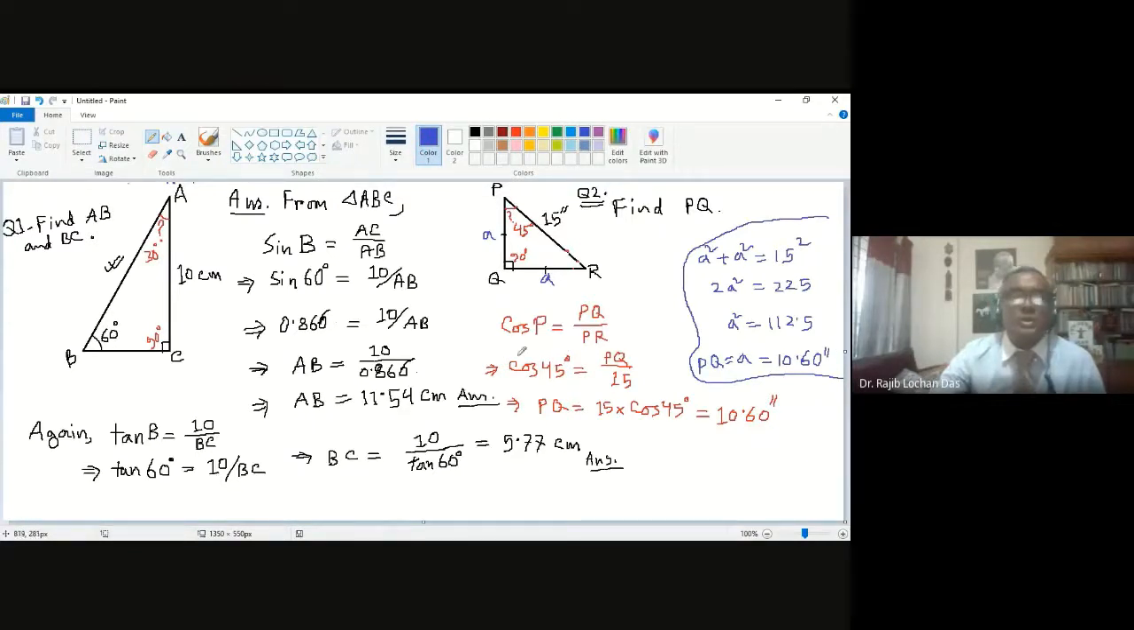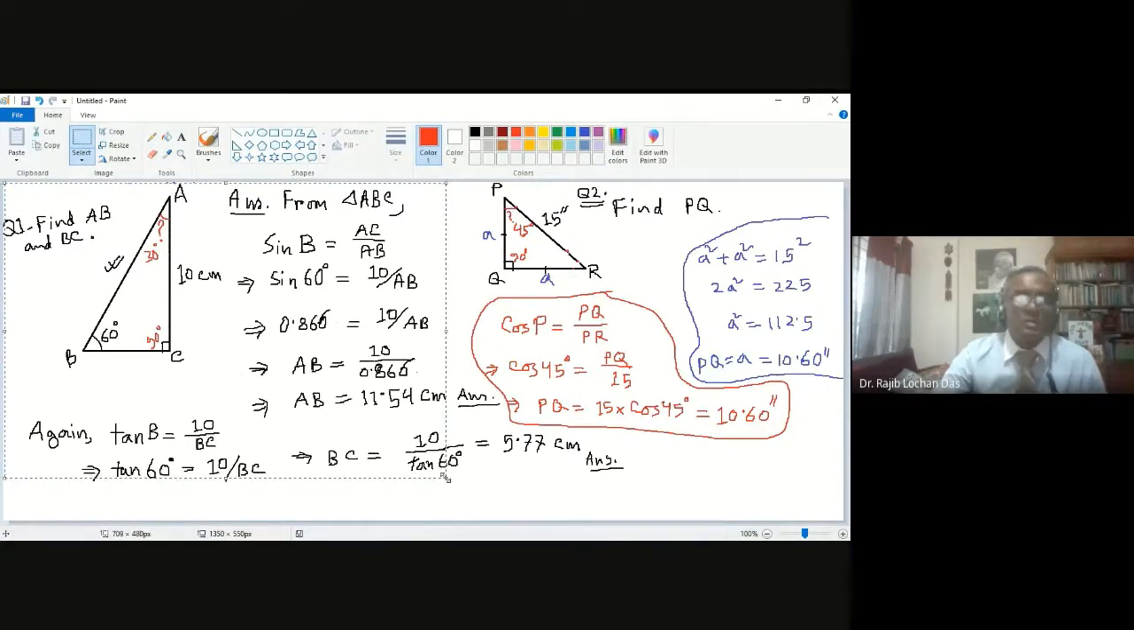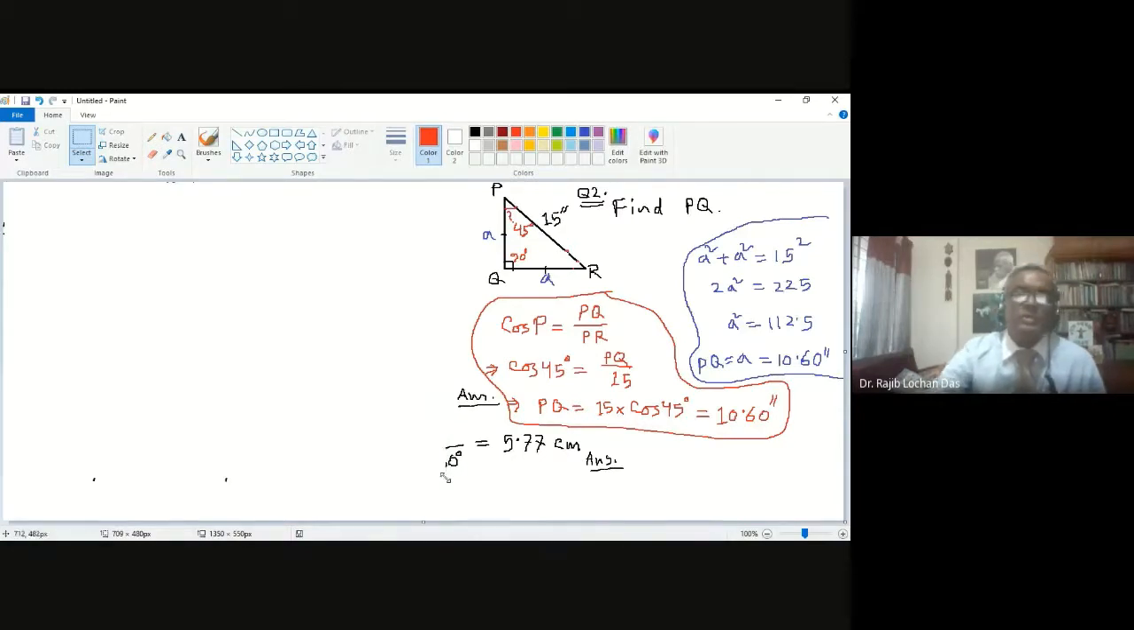So we now see that one problem can be solved in different ways. Any one way you apply will be correct. No problem, you will get the full marks. Any one method or formula you apply is not a problem, but it has to be accurate. If your formula is accurate, and you know how to do that, you will get the full marks.